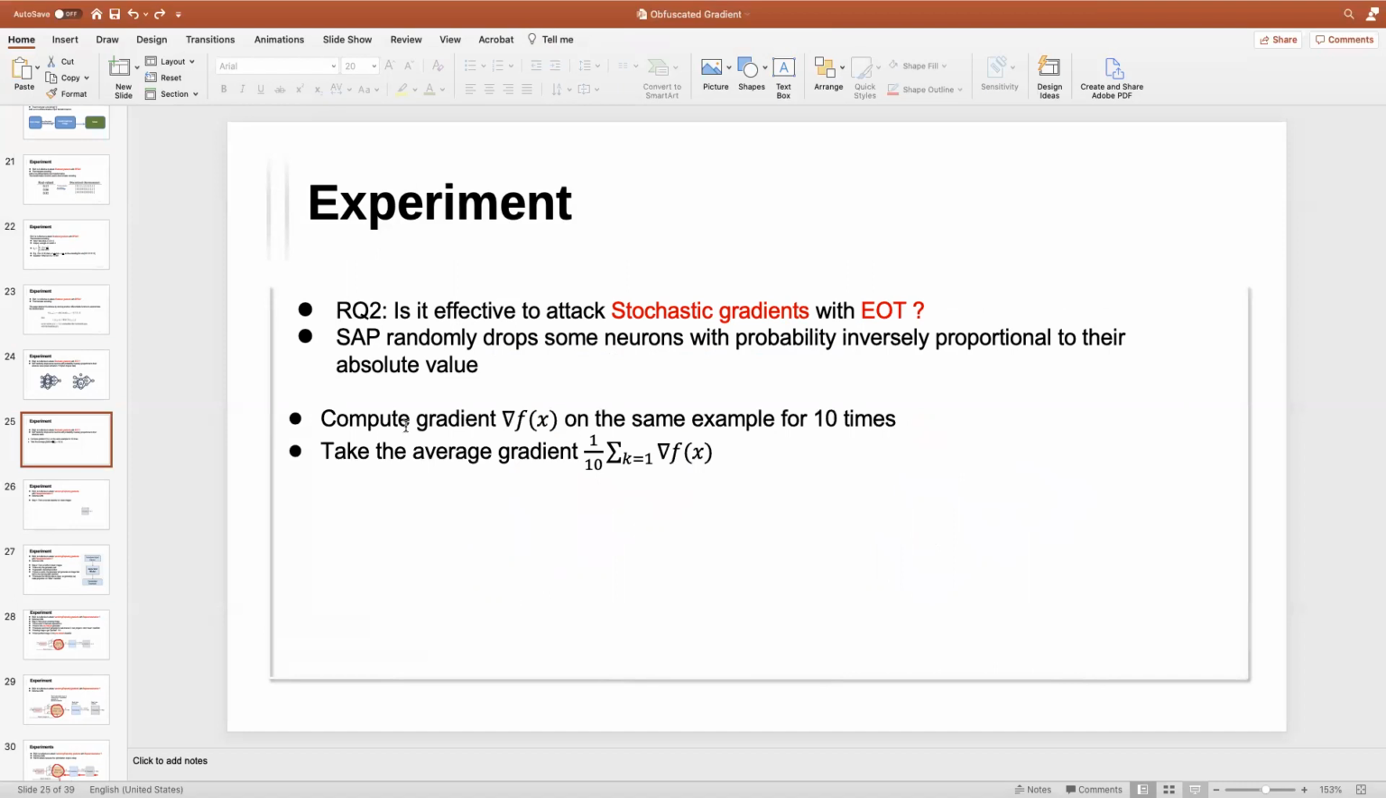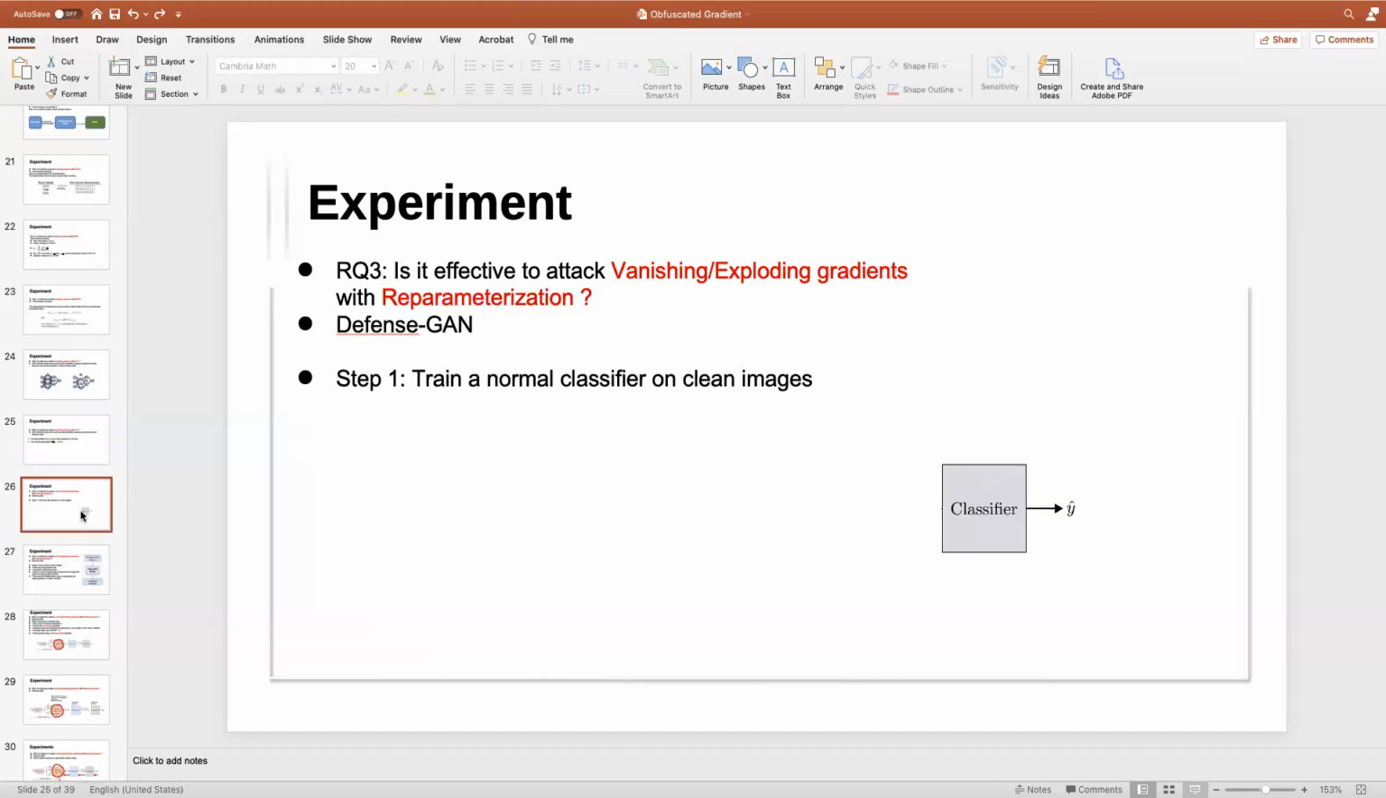Okay, so to attack, we are going to take the average gradient instead of a single estimation of gradient, and then use this estimate to attack. Okay, that's very easy to understand.